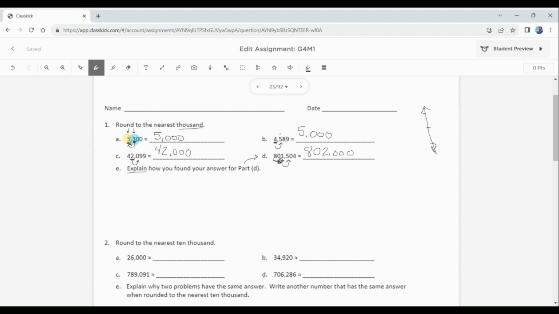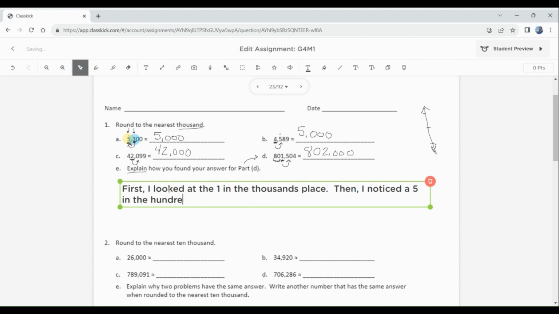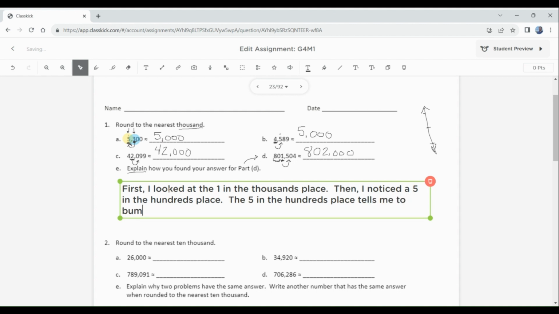Letter E says explain how you found your answer for part D. So what was my thinking in doing letter D right there? Well, we're going to explain our process. First, I looked at the 1 in the thousands place. Then I noticed a 5 in the hundreds place. A 5 in the hundreds place tells me to bump up the digit in the place value that is being rounded, which is the thousands.